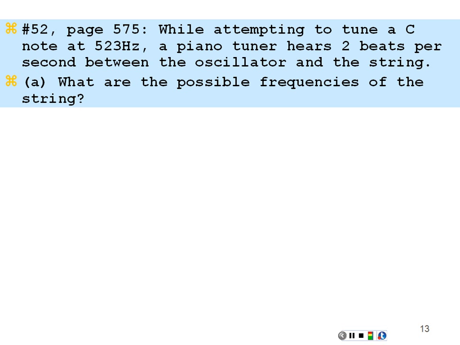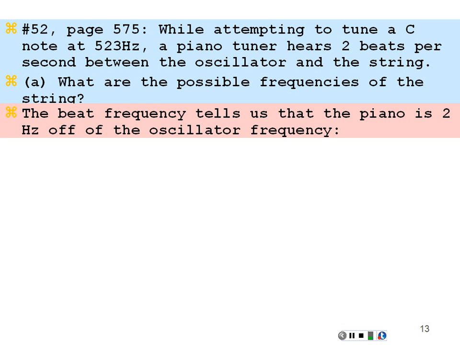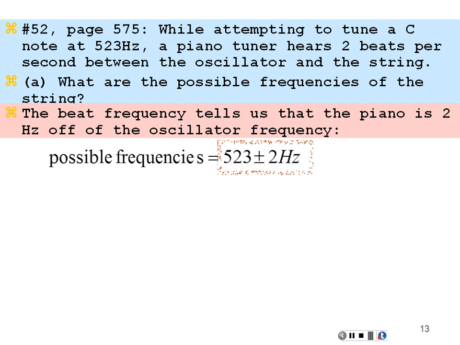What are the possible frequencies of the string? The beat frequency tells us that the piano is 2 Hertz off of the oscillator frequency. So our possible frequencies are 523 plus or minus 2 hertz.